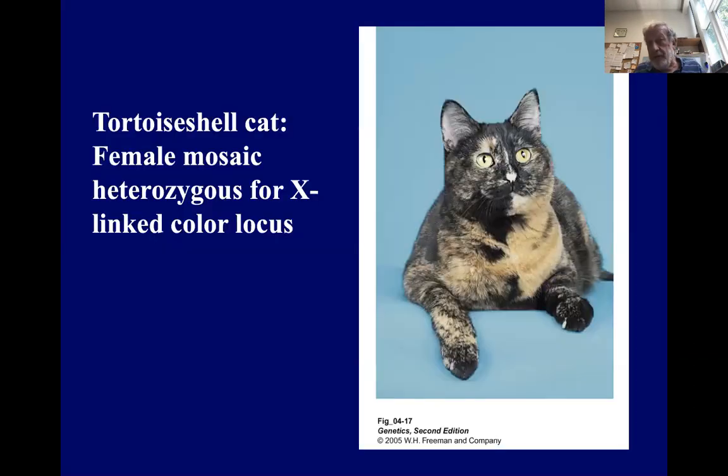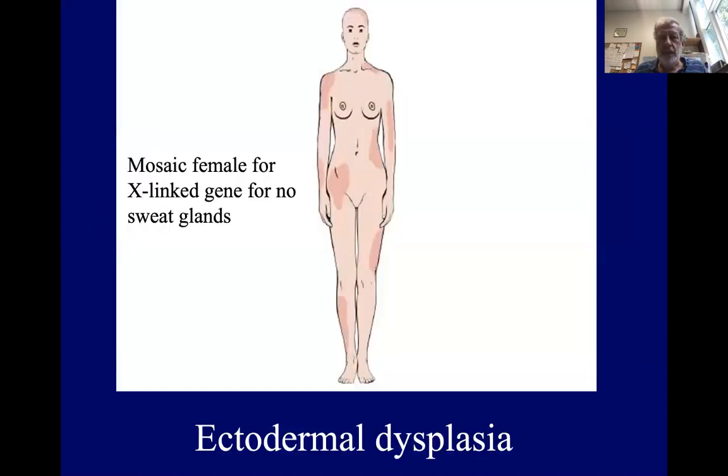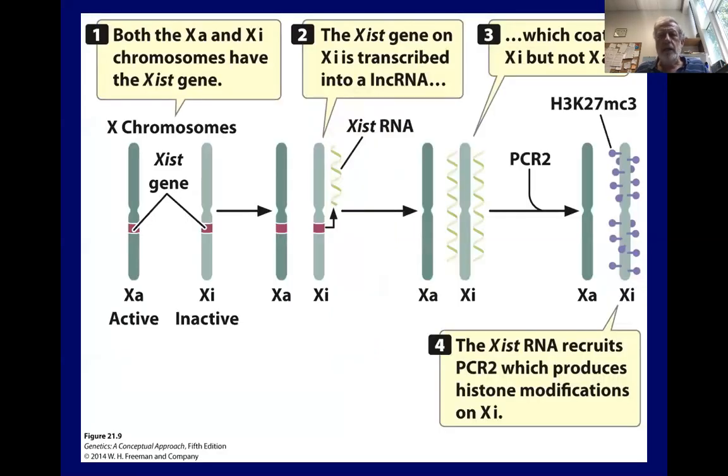Here's a tortoiseshell cat, pretty much the same as a calico cat, just lacking the white. So this little black patch here means that it came from a cell where the X carrying the yellow was inactivated, and then that cell gave rise to a patch of fur that is black. That's how that works. Here's a female human mosaic for ectodermal dysplasia. These pink patches on her body lack sweat glands. And at the molecular level, we have an active and inactive X chromosome.